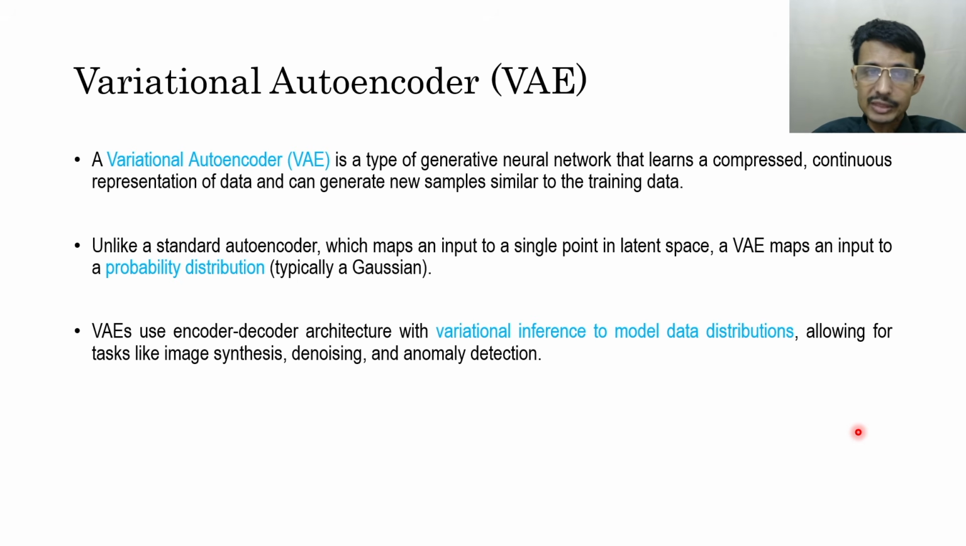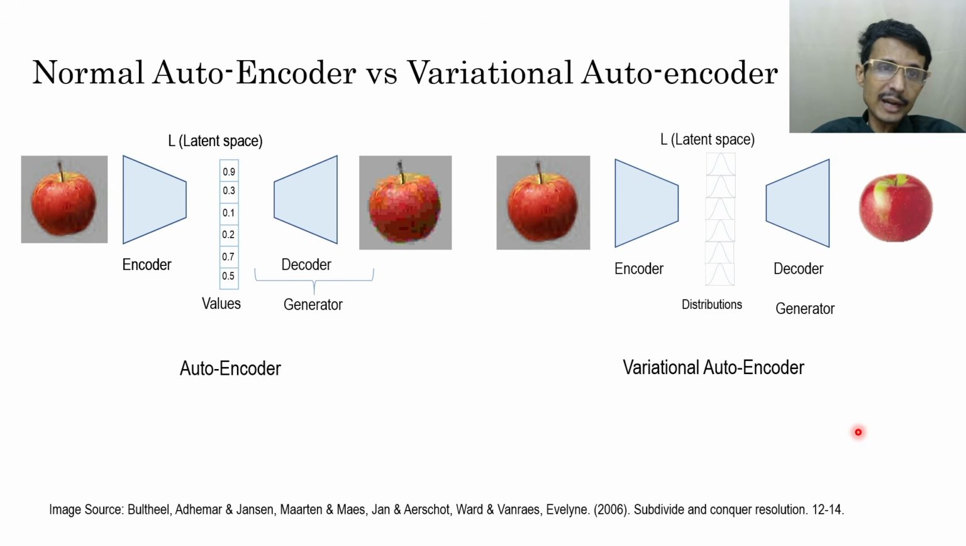A variational autoencoder uses an encoder-decoder architecture with variational inference to model the data distribution. So we have to understand what variational inference is to model distribution, allowing for tasks like image synthesis, denoising, and anomaly detection. Now let us try to understand, in a very simplistic way, what a normal autoencoder is and what the basic difference is between a normal autoencoder and a variational autoencoder.